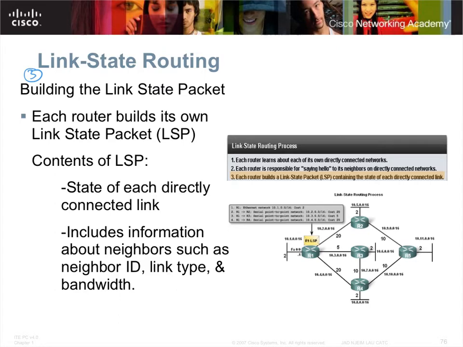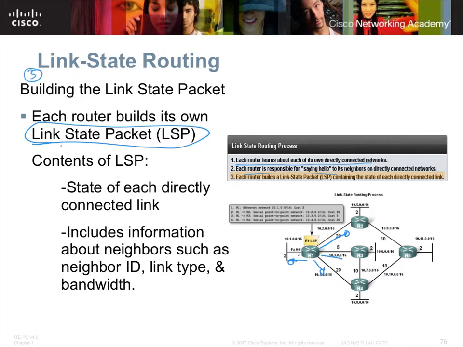is to collect all the link states of the directly connected links and form what we call a link state packet. The link state packet will contain these link states of all the directly connected links. So for example, R1 will collect the link state here, here, here, and here. So router 1 will form a link state packet that contains 4 link states, and then it starts to exchange these with all the other routers in the network.